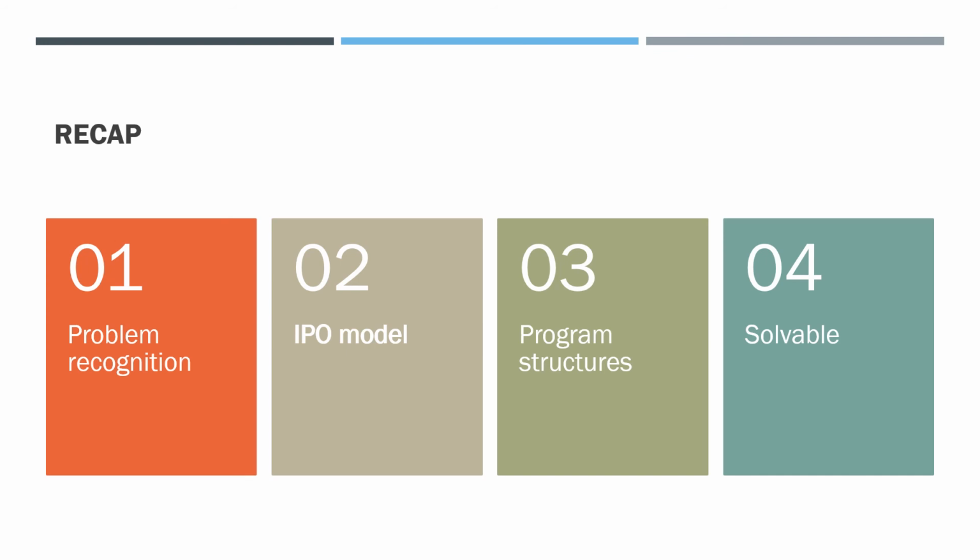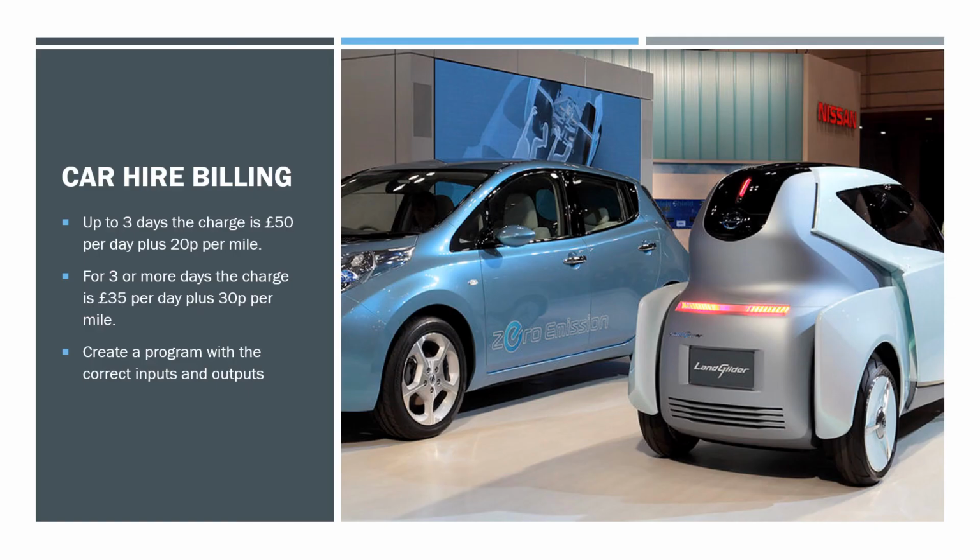So let's briefly recap what we've learned this lesson. Remember, you should have revision notes so that you can come back to this and learn it. You should know how to recognize and define a problem. You should understand what the IPO model is. You should know the 3 basic program structures, and you should know how to recognize whether or not a problem is solvable by computational methods.